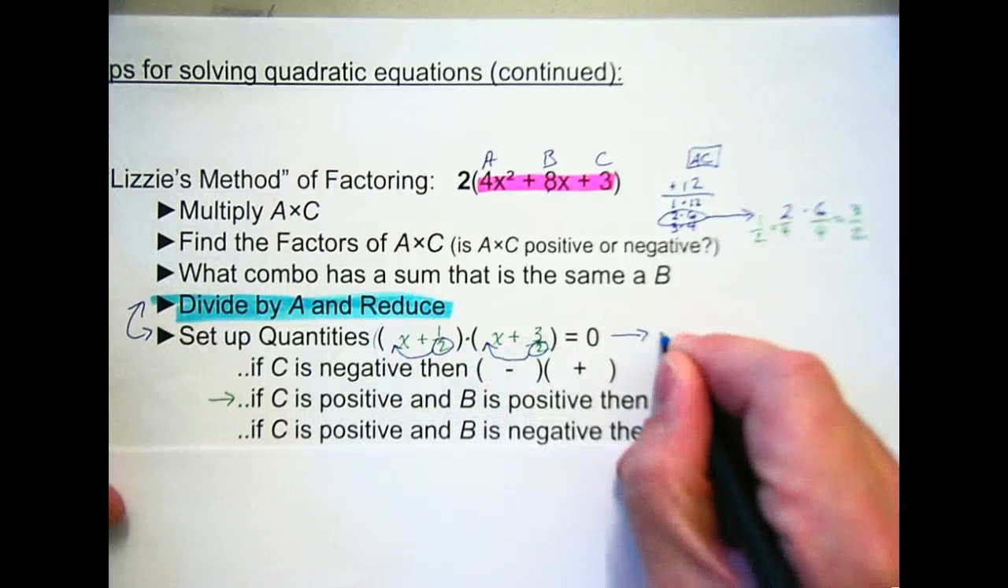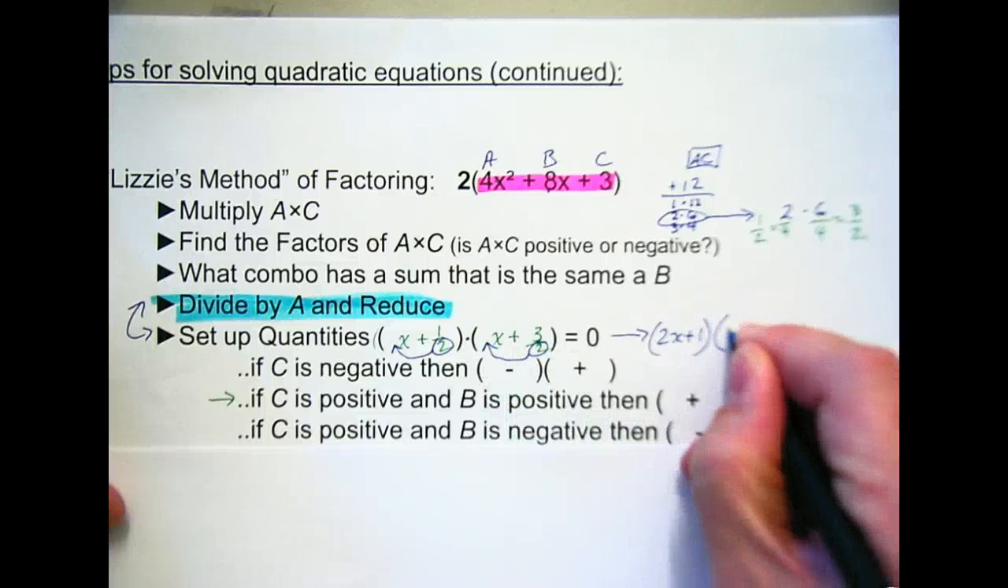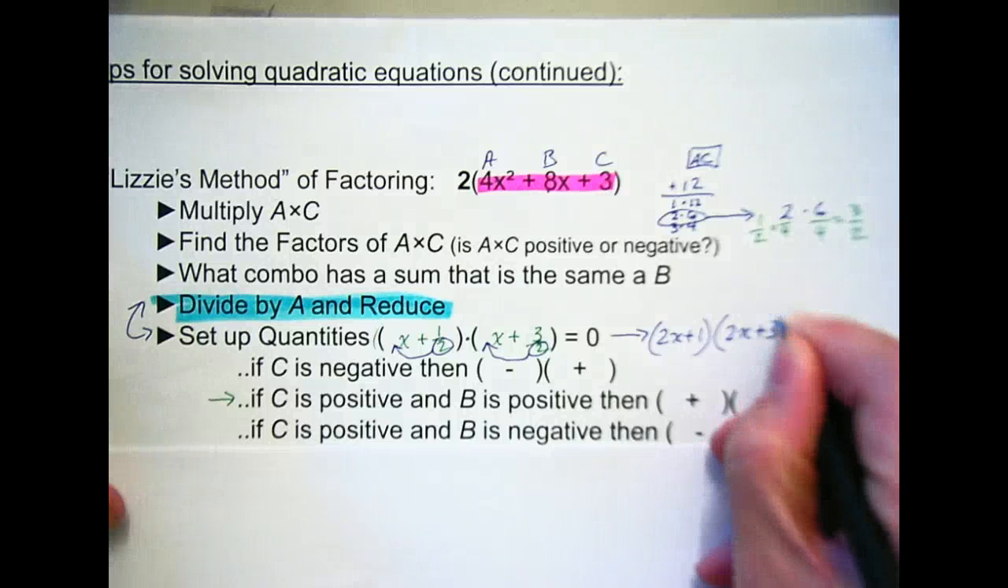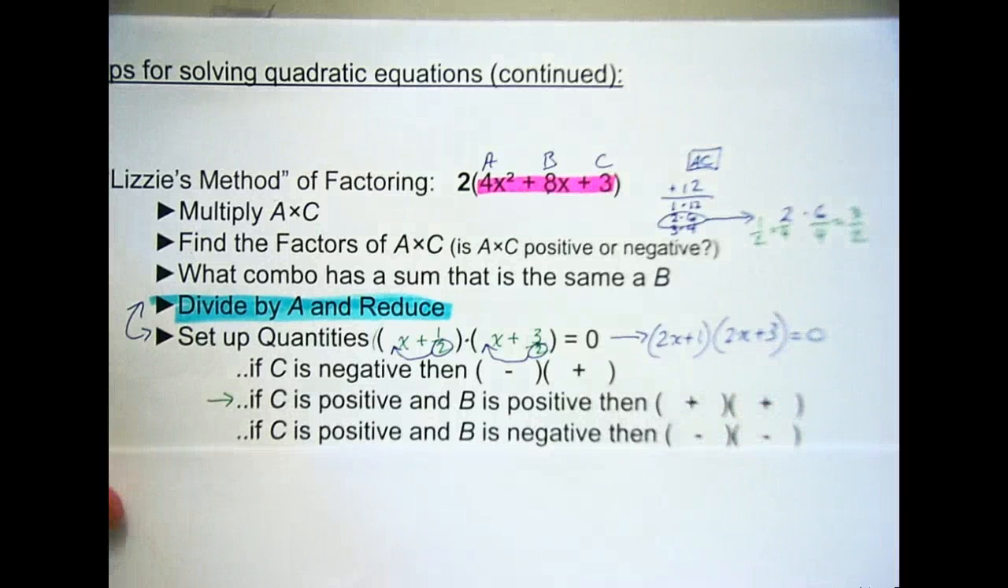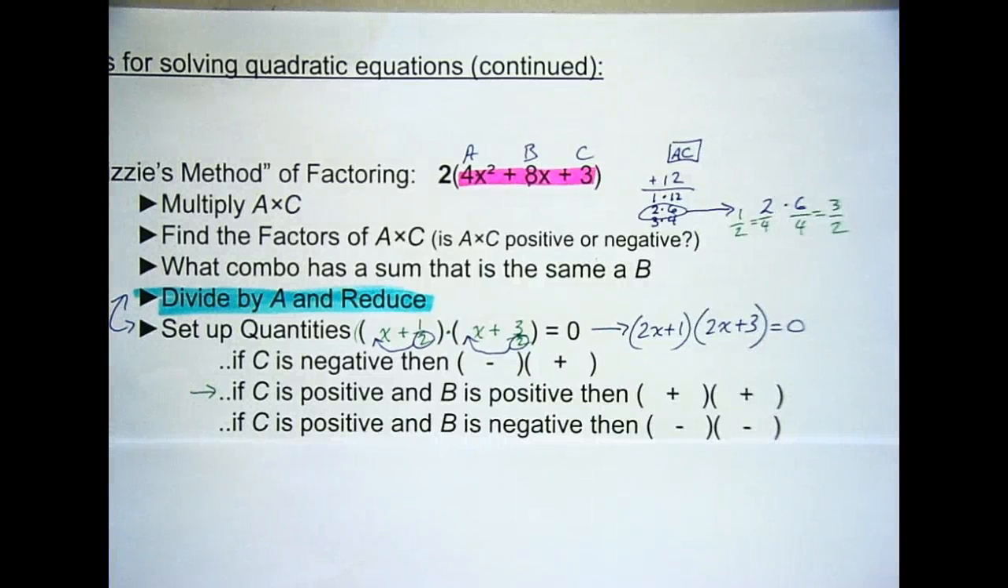So that gives me 2x plus 1 and 2x plus 3 equals 0. Okay. Any questions there?